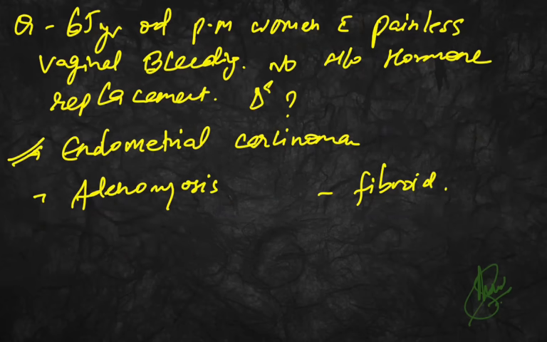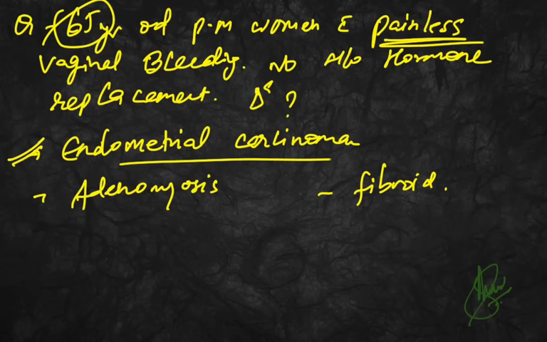Now, a 65-year-old postmenopausal woman with painless vaginal bleeding, no history of hormone replacement. Painless vaginal bleeding at this age clearly represents endometrial carcinoma.